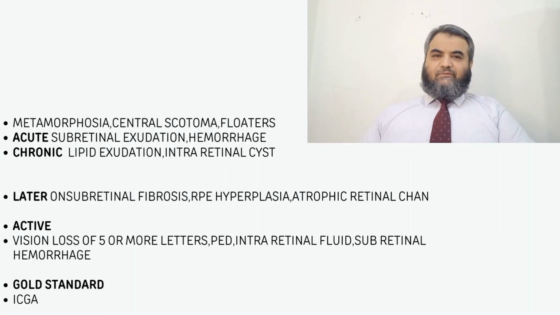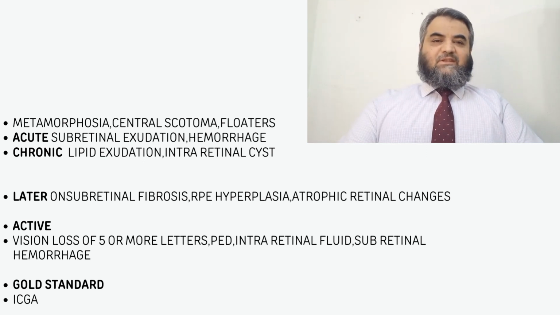It usually presents with metamorphosias, central scotomas, and floaters. In the acute phase, you can see subretinal exudation or hemorrhage, while in chronic phases, there is lipid exudation and intraretinal cysts. Later on, these patients develop subretinal fibrosis, RPE hyperplasia, and atrophic retinal RPE changes.